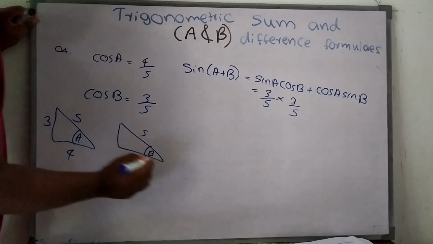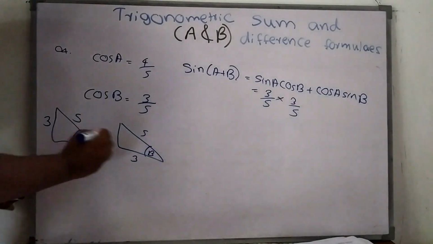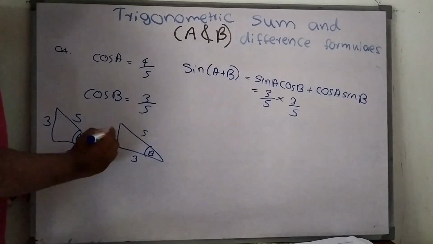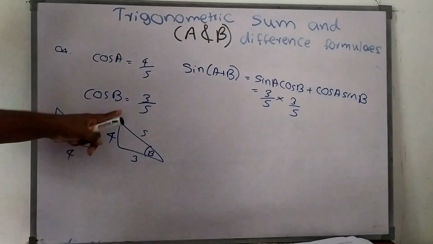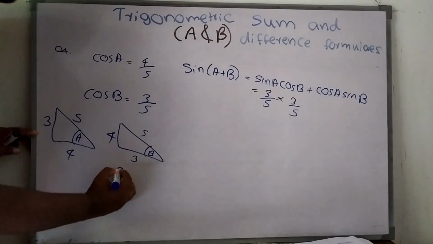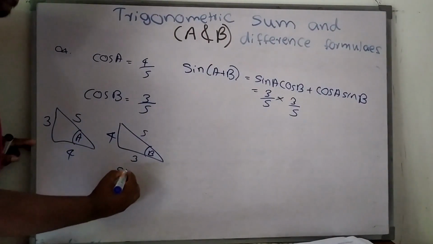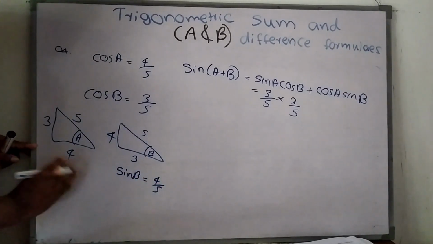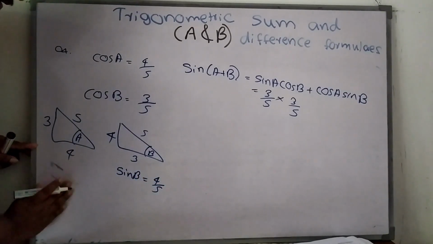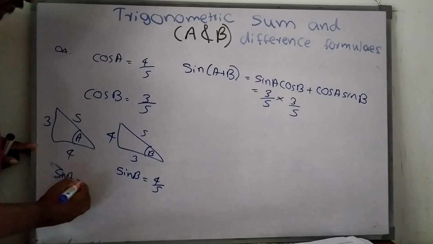This is my B angle. Right? So this is 9 and 25. It's again 9, 16. Right? It's 4. Then you can see our sin B will be 4 over 5. Here sin A will be 3 over 5.